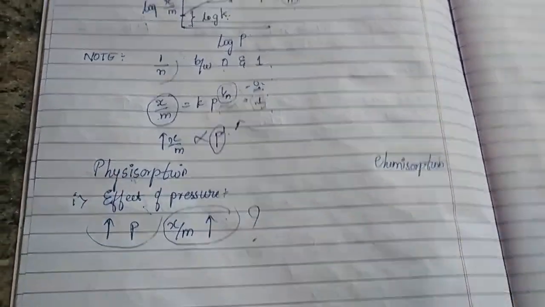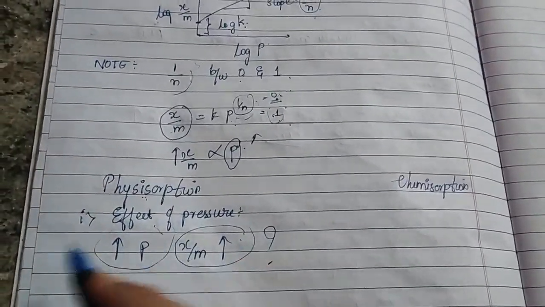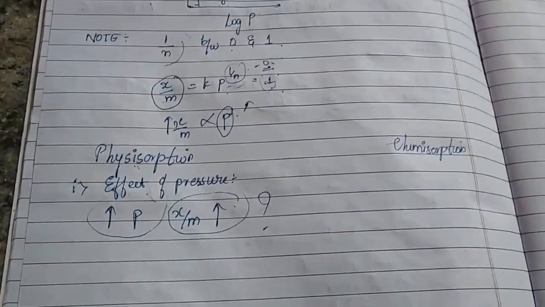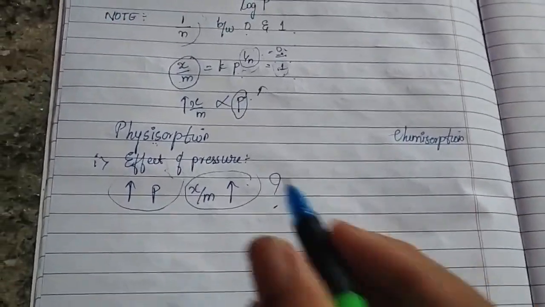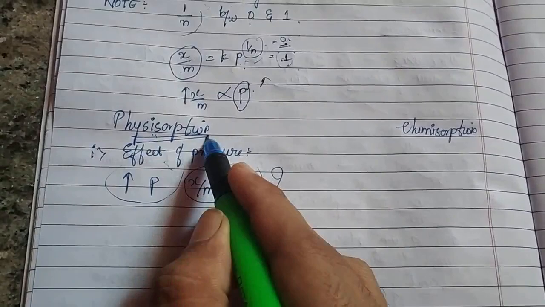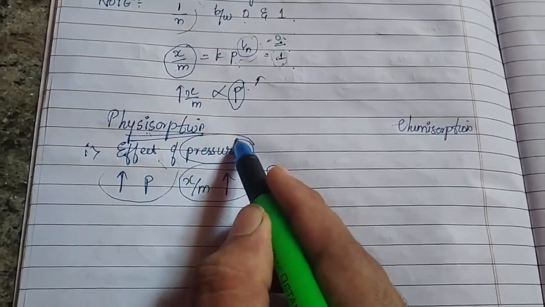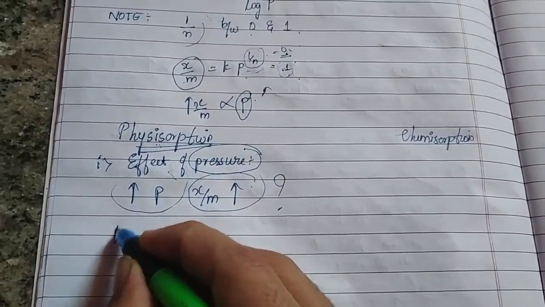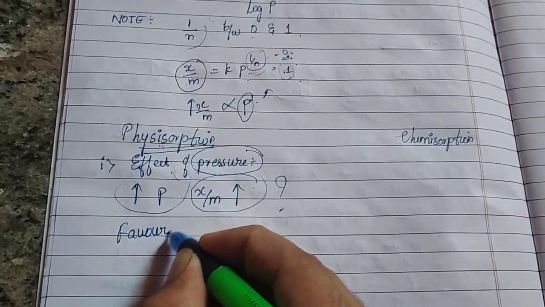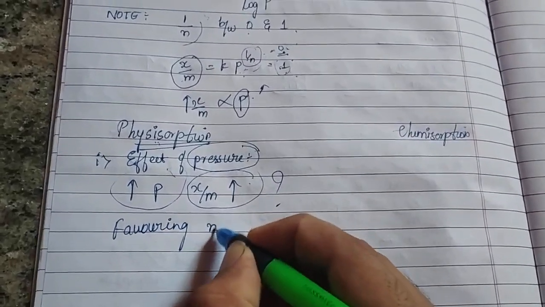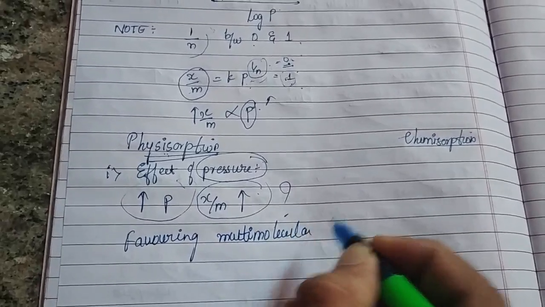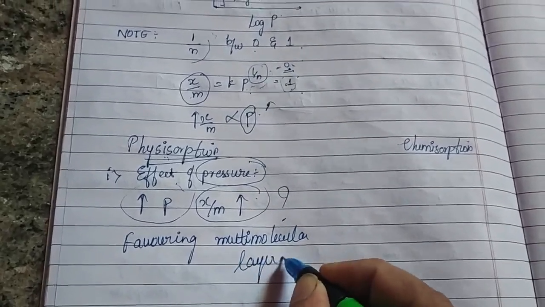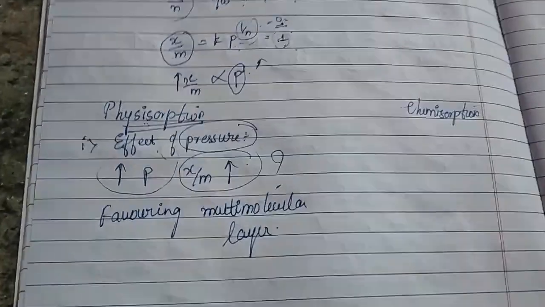If you ask me what is the reason, of course it is because of the weak van der Waals forces. When I was explaining the characteristics, I had not explained one thing. What was that? In physisorption, I mentioned that with the increase in the pressure, they will be favoring multi-molecular layers. Multi-molecular layer is one more important characteristic of your physical adsorption.